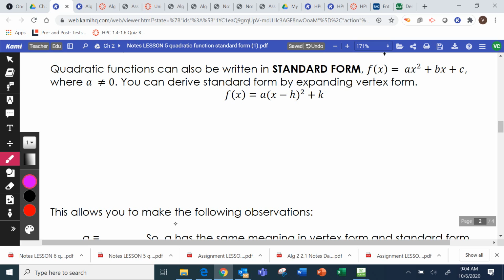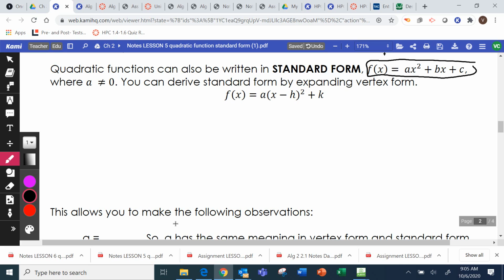Okay, this is the new stuff. Standard form is a new form. So this is not vertex form, but they are the same equation.